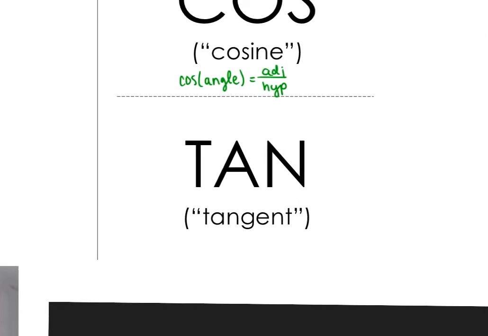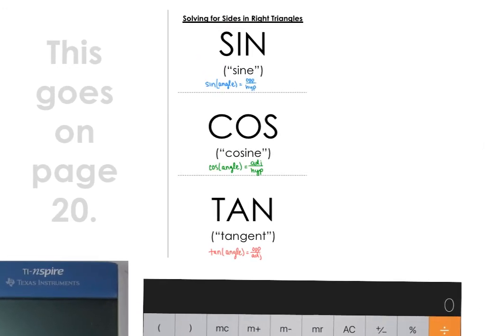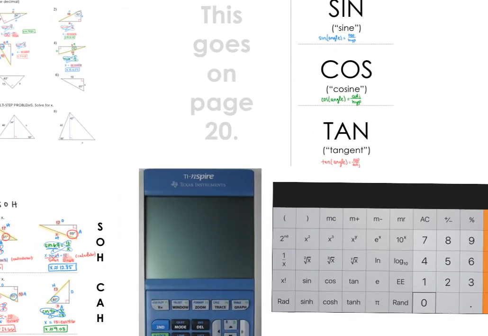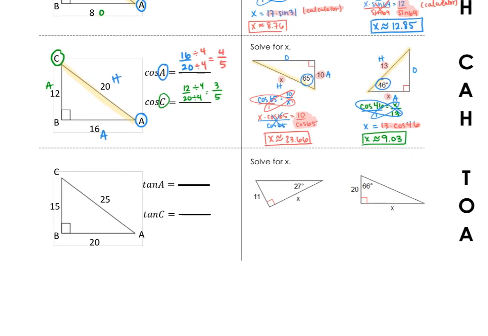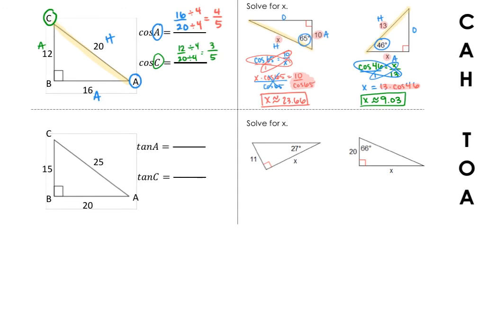So when we set these ones up, it's going to be tan of your angle equals, tan is opposite over adjacent. So we say TOA. So sine is SOH, cosine is CAH, and tan is TOA. That's why we say SOHCAHTOA. All right, so let's look at the examples here for tangent.